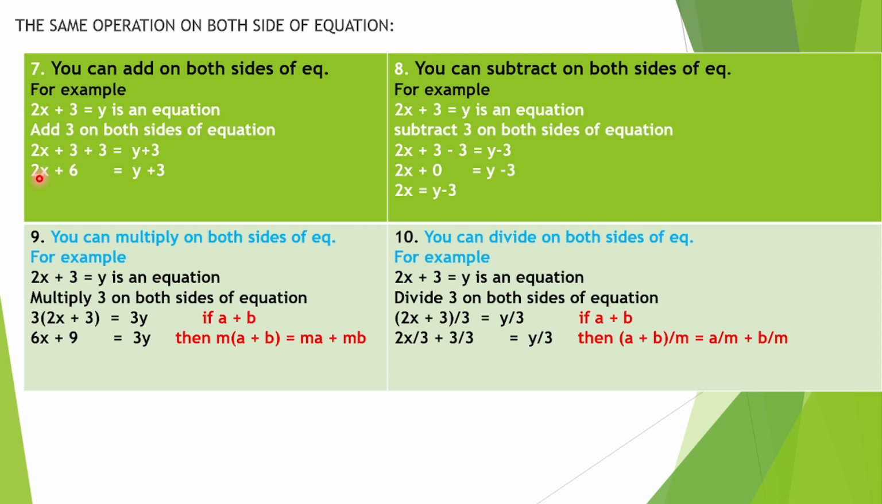So the equation will become 2x plus 6 is equal to y plus 3. So we can add any number on both sides of an equation. Similarly, you can subtract on both sides of an equation.